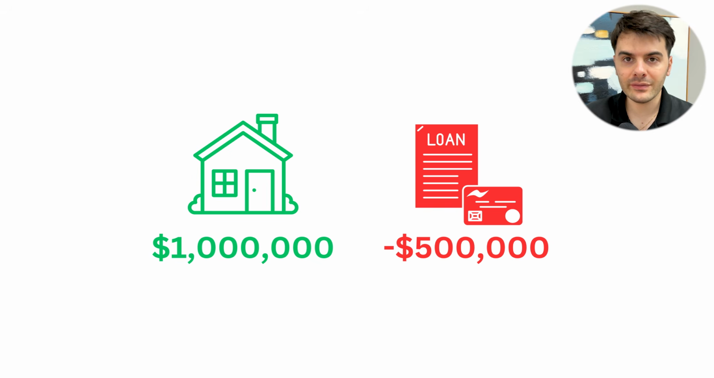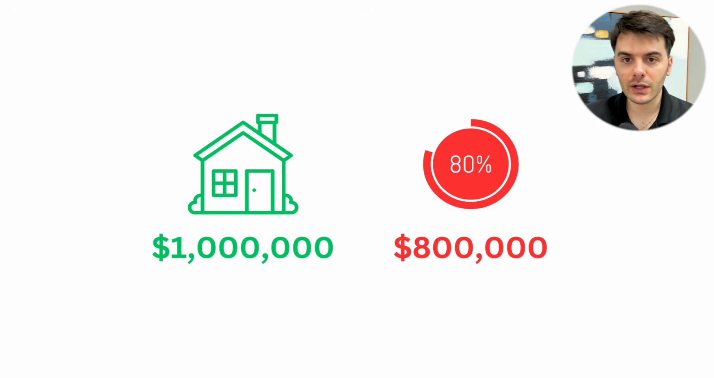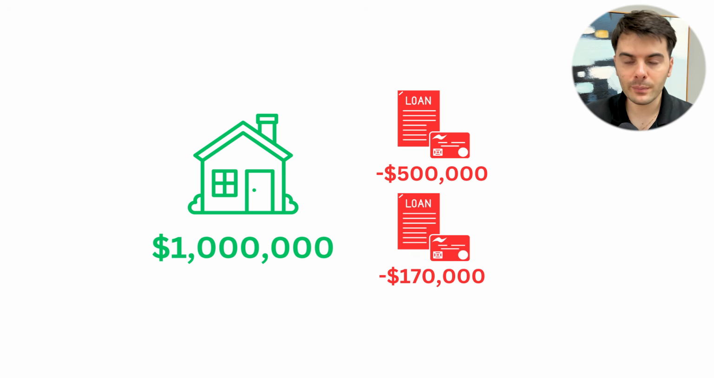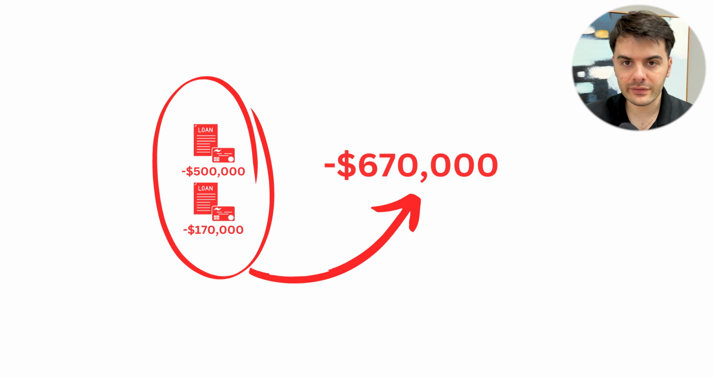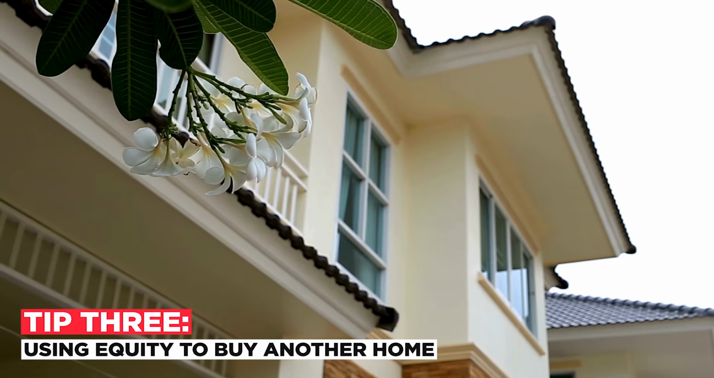And going back to our previous example, we know that we have a home worth $1 million. And based on being able to borrow up to 80% loan to value ratio, we can leverage a home loan on this property for up to $800,000. With the current home loan being $500,000, it means we have sufficient equity to cover the $170,000 needed for our next home. The utilization of this equity means that our total loan to value ratio would increase to 67% with the new debt.